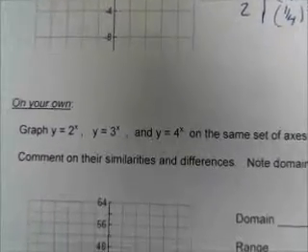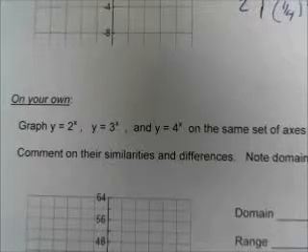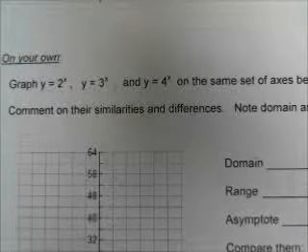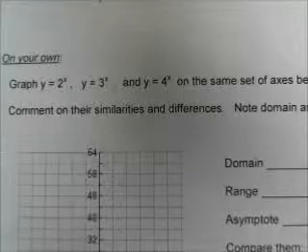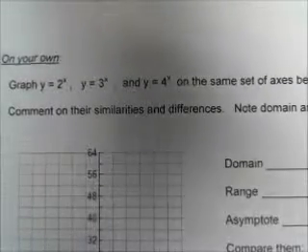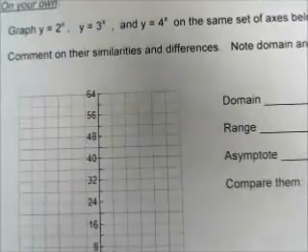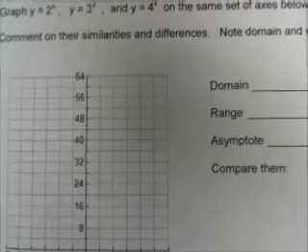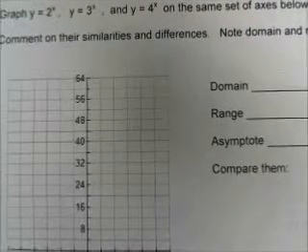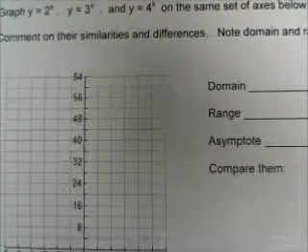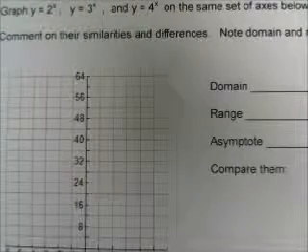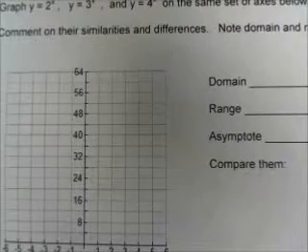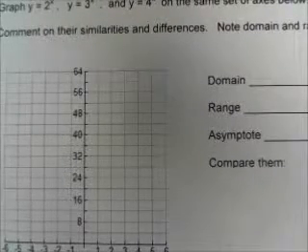Okay, next on your own, we want to graph y equals 2 to the x, y equals 3 to the x, and y equals 4 to the x on the same set of axes below. Again, take note of the numbers on the x scale and the y scale. And I'm going to use 3 different colors. It might be helpful if you use the same at home. Okay, y equals 2 to the x.